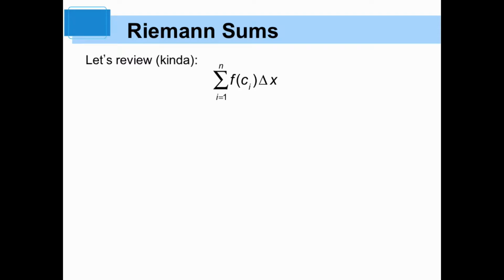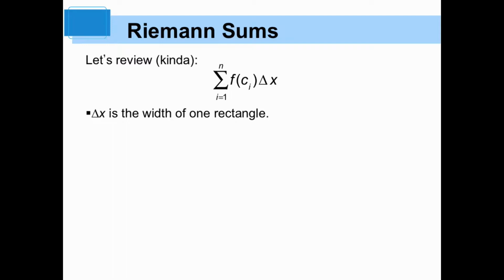The difference is that Riemann asked a simple question. Why do all these rectangles have to be the same width? Can't we just change the width of the rectangles to get a better answer? And so he came up with this notation. And what's the sigma do, by the way? Adds everything up.